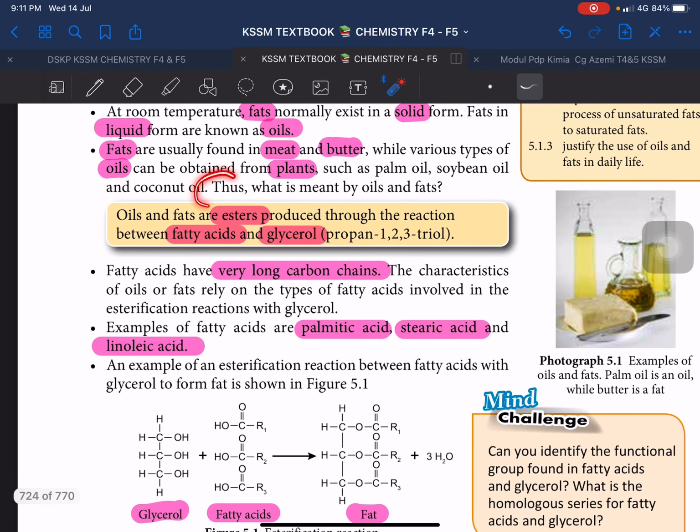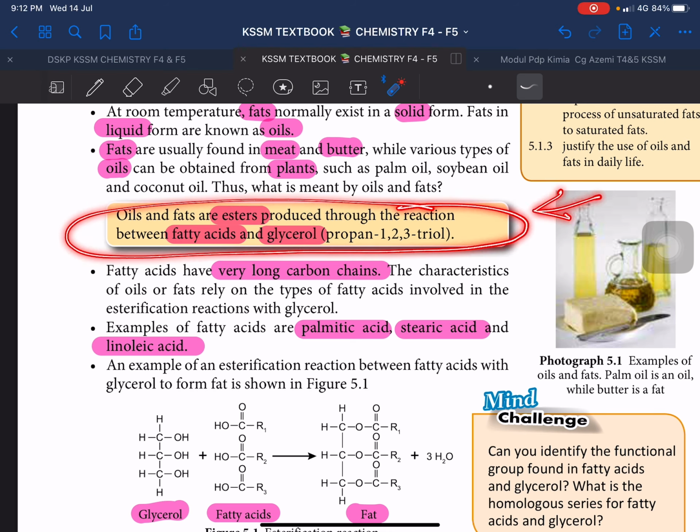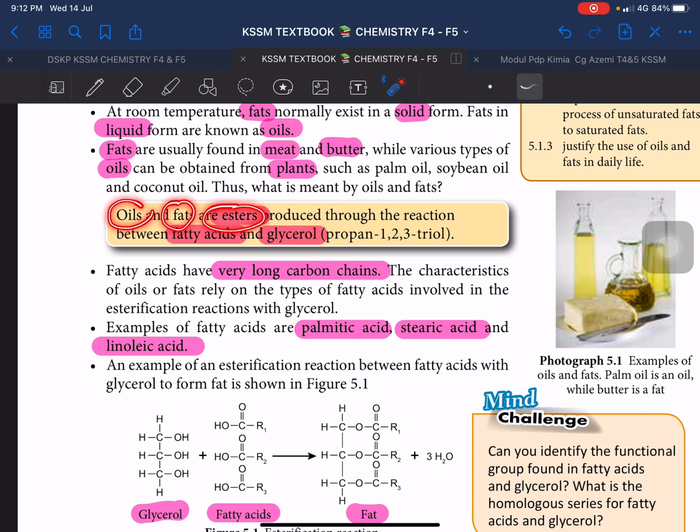So thus, oleh itu, what is meant by oils and fats? This is the definition of oils and fats. Ladies and gentlemen, oils and fats are ester.